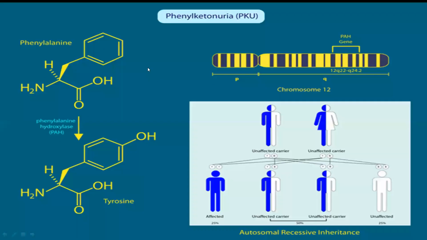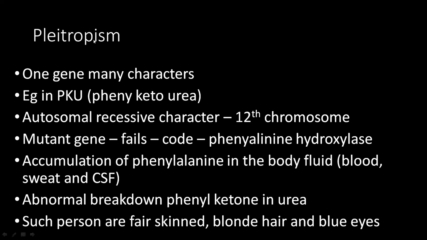Next, pleiotropism in pea. We studied what is pleiotropism: one gene controls many characters. We have to study 3 examples. One is pleiotropism in PKU, the second one is pleiotropism in pea, and one in sickle cell anemia. Now, pleiotropism in pea is very easy.